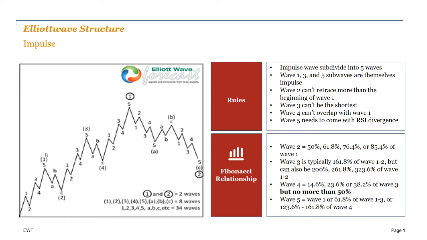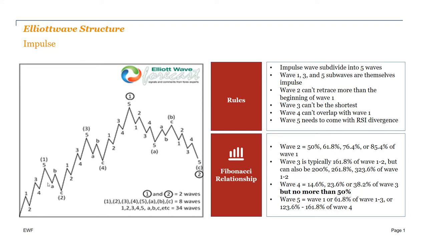Now wave 1, 3, and 5 subwaves are themselves also impulse. So you notice here wave 1 in bracket, wave 3 in bracket, and then wave 5 in bracket should be here. This is a wave 5 in bracket. They themselves also subdivide into an impulse. So you can see that wave 1 in bracket subdivided into 5 waves, wave 3 in bracket subdivided into 5 waves, and wave 5 in bracket, which is not shown, but this entire move here is wave 5 in bracket, is also subdivided into 1, 2, 3, 4, and then 5.